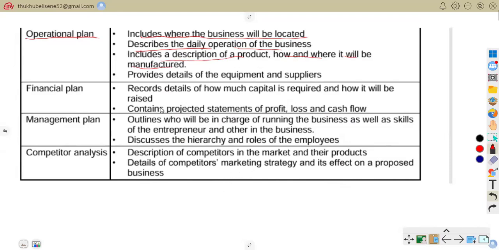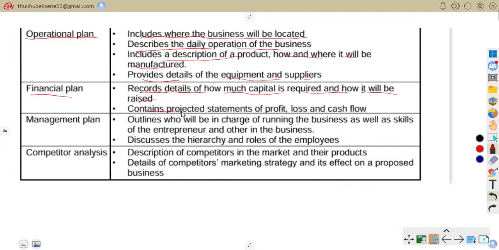Now, we have this one where it says it also provides details of the equipment and supplies. That's when we're talking about those machinery as well as the businesses that supply materials. Now we come to the financial plan as one of the components. As it says, it records details of how much capital is required and how it will be raised. So it explains how much money is needed and where it will come from. For example, 3,000 from bank loan, 1 million from personal savings. That's what we are trying to say.